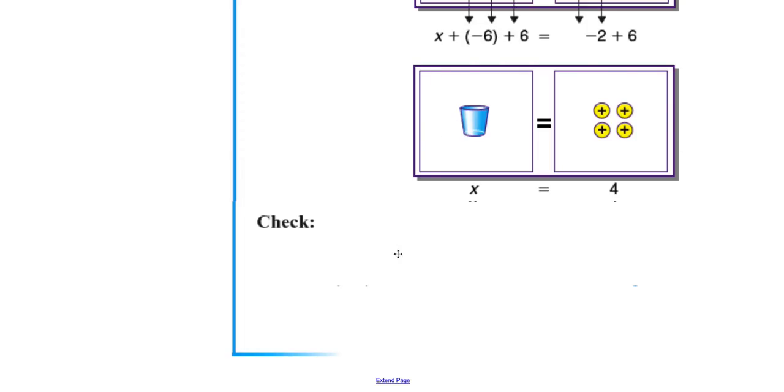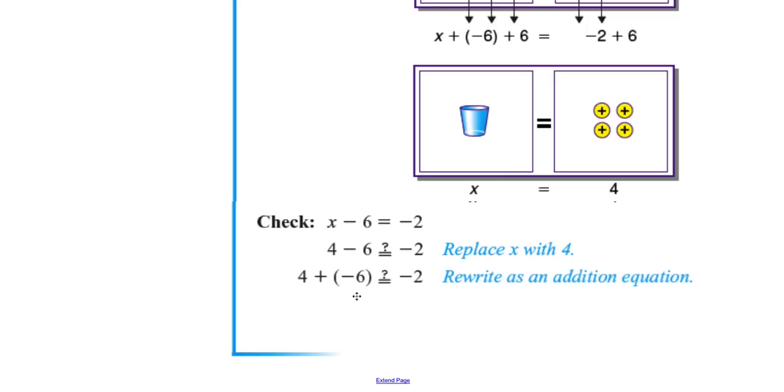So basically, if we want to check if our answer makes sense or not, x minus 6 equals negative 2, we simply substitute the value of 4 for our x. So this becomes 4 minus 6. Make it into an addition statement: 4 plus negative 6 is equal to negative 2. And the answer is, yes, our answer checks out. So the solution is 4.